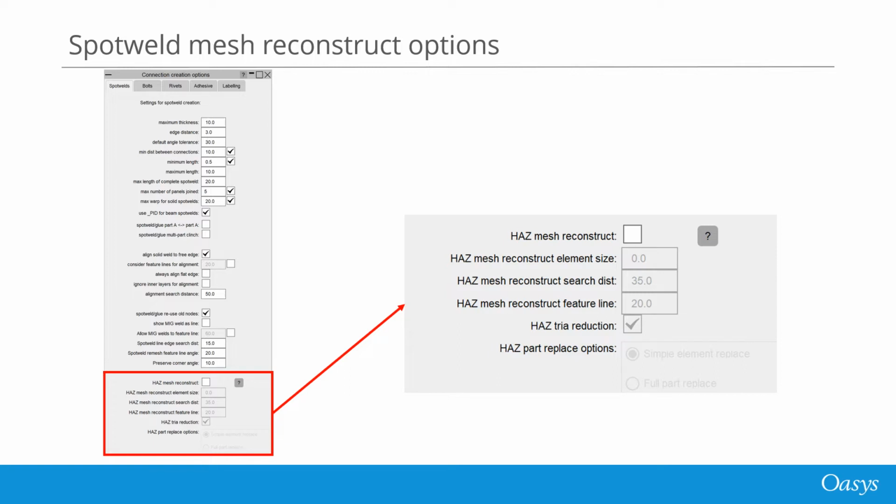In HAZ mesh reconstruct method, Primer will remesh the elements around all the selected spot welds simultaneously to improve mesh quality by reducing the number of trias. HAZ tria reduction is a second option to reduce tria element density. In this method, Primer loops through all the elements and tries to merge tria to further reduce their numbers.